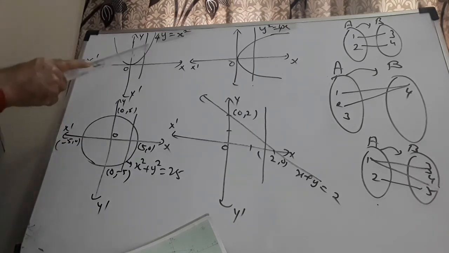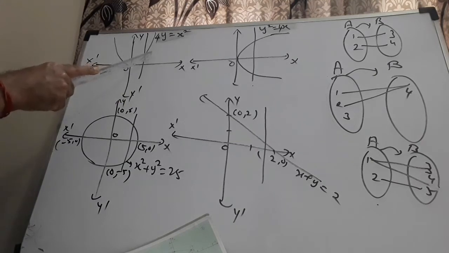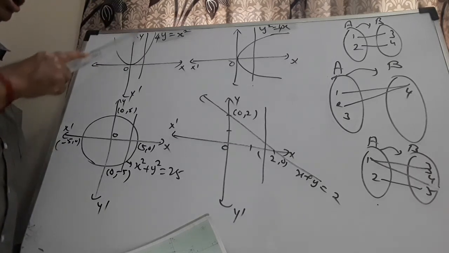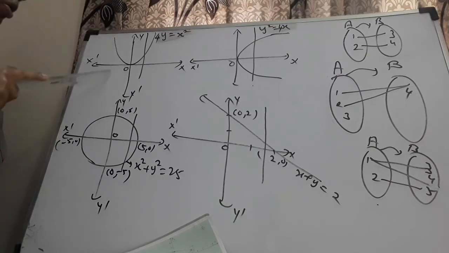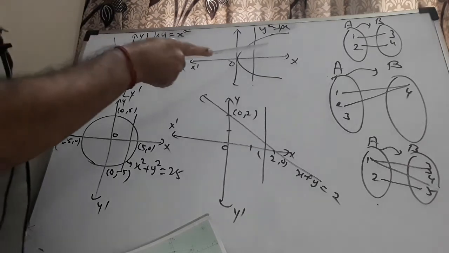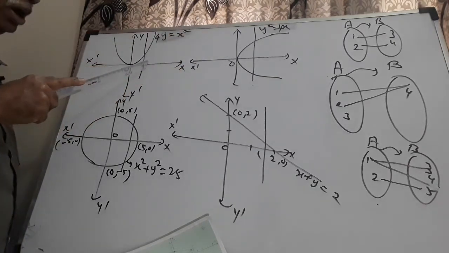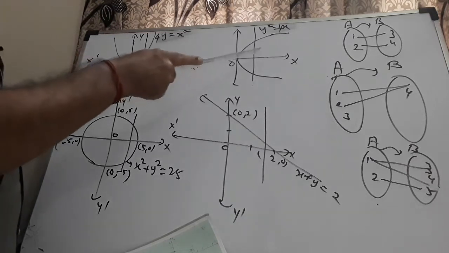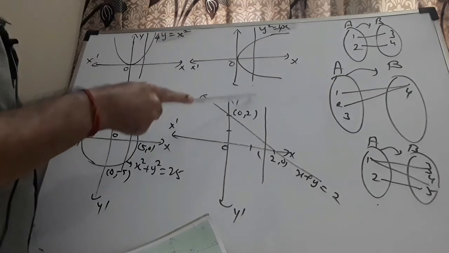For example, here we keep on drawing various vertical lines. I have drawn only one just for example, but I can keep on drawing various lines. In all the cases, it intersects the given curve at only one point. I can draw here, here, here. Therefore, it will definitely be a function. What does it mean? For a value of x, I have only one y value. That is the meaning.